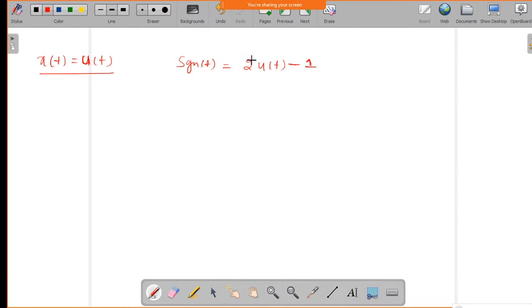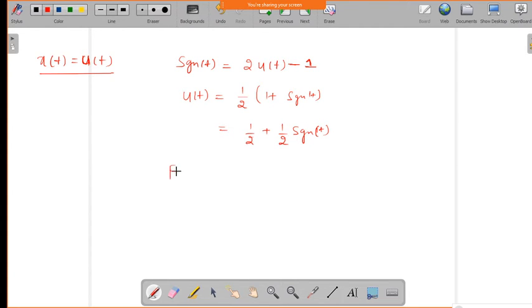So, if you refer to the earlier graph of signum of t, you can write it as 2 into u of t minus 1. Now u of t you can derive, which is equal to half into 1 plus signum of t. So you can write it as half plus half into signum of t. We have already found the Fourier transform of signum of t. If you substitute that, we will get the Fourier transform of u of t.